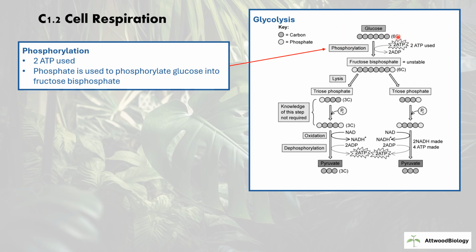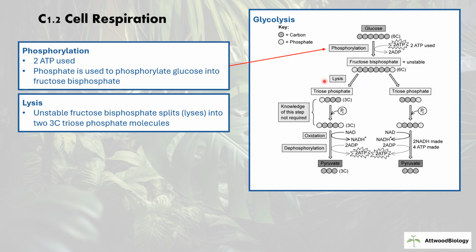So we've got glucose. The first thing that happens in glycolysis is phosphorylation, which means that we're going to add phosphates onto something. And in order to do that, we're going to take the phosphates from the ATP. As we do so, we'll produce ADP, take the phosphate, and add it on to the ends of the glucose there. So we make fructose bisphosphate. Now fructose bisphosphate is quite an unstable 6-carbon molecule, so it will split really, really quickly. This is lysis. So we have the lysis stage, and it splits into 2 3-carbon triose phosphate molecules here.